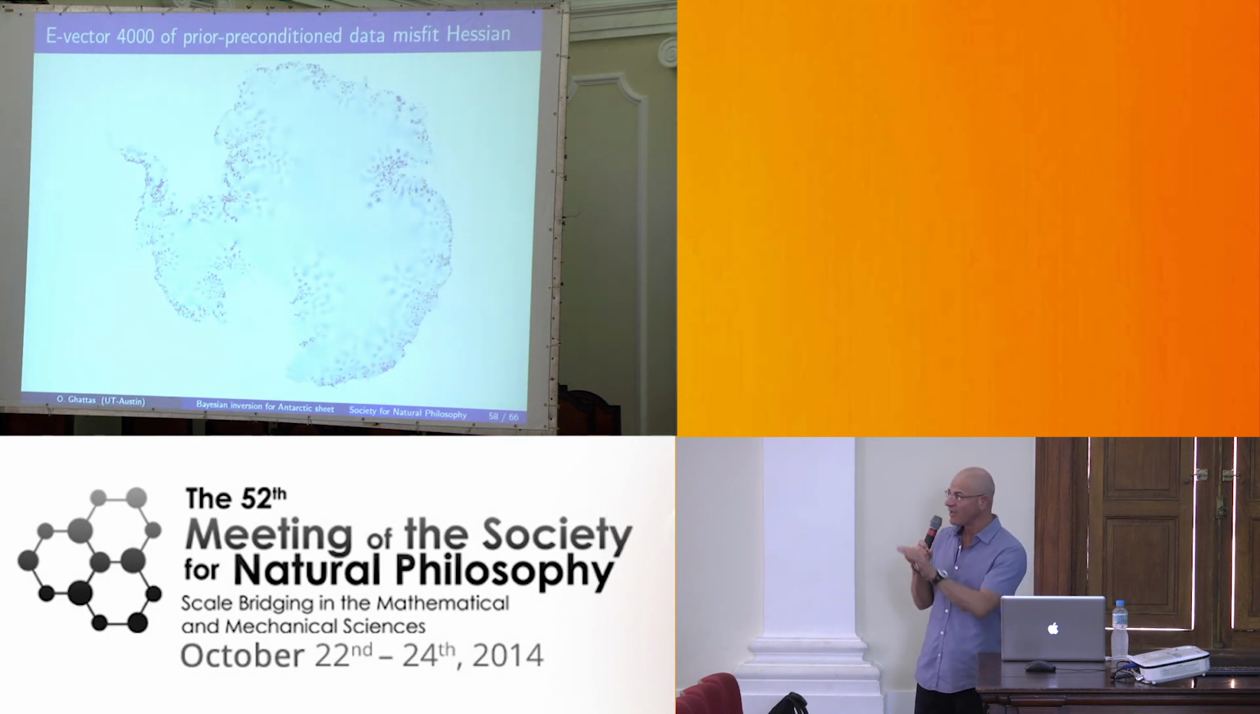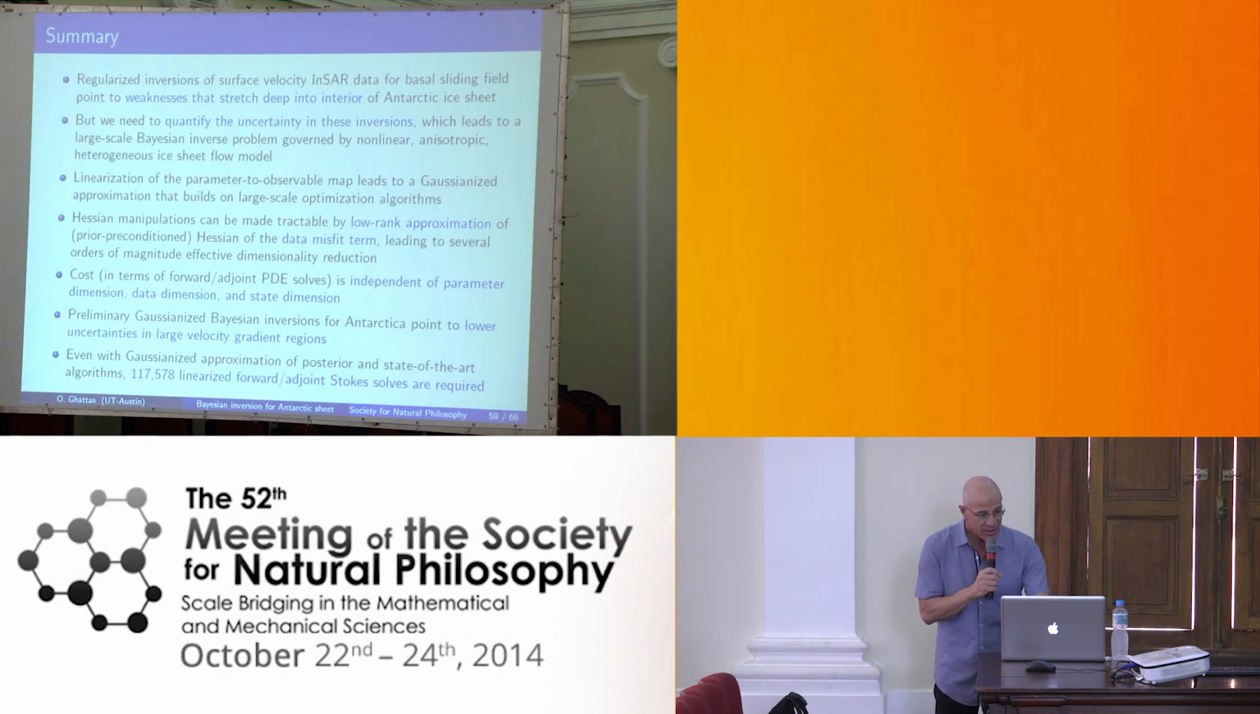We have a cutoff. I won't talk about it here, but we have a systematic way of determining when the information from the data is small relative to the prior. You can see the 4,000th is where we cut; after this we cut off, we are informing relatively smaller scale values of the field, certainly not down to 100 meter resolution. Okay, so in summary, we can do regularized inversions. They point to weaknesses that stretch deep into the interior of Antarctica, but we need to quantify the uncertainties in these inversions. The Bayesian framework is a nice way of looking at this, but these computations are generally intractable.